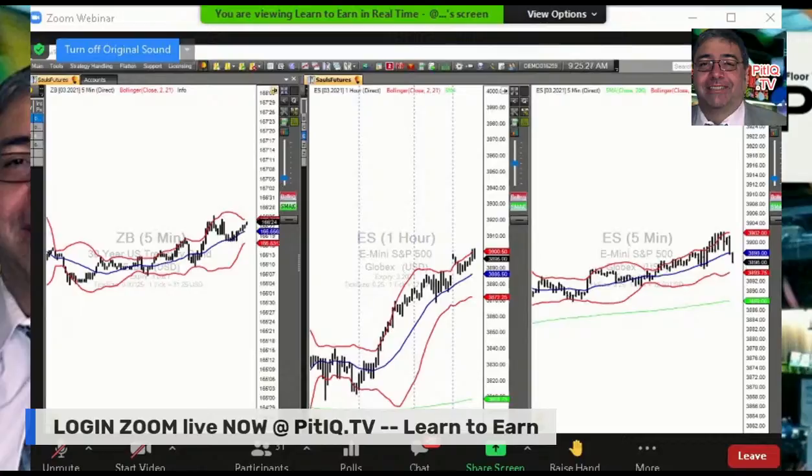Coming back down here to our pivot. Support on the downside is at 87.